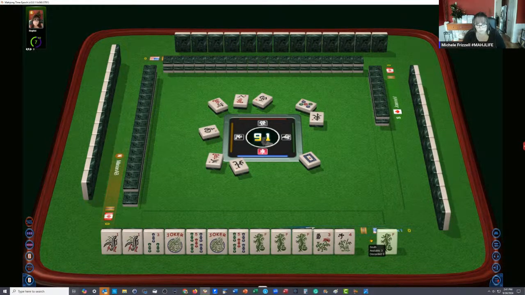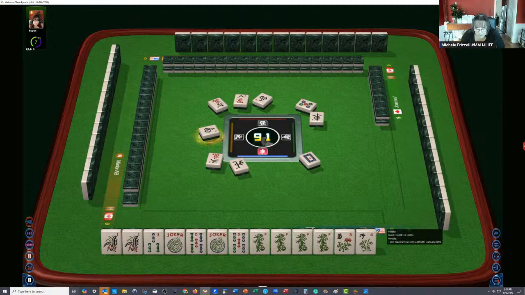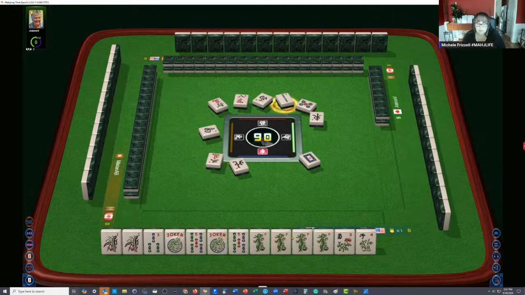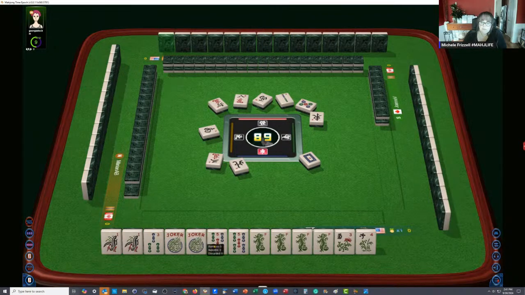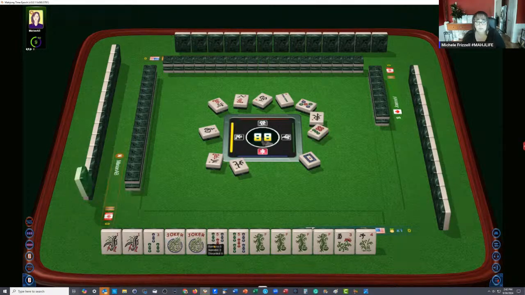Okay, we really don't need that. South wind. We don't need that. It sure looks pretty though. We only need 2 bamboos. So we're looking for a 3 bam or a 5 bam to claim a discard. It would be better to draw it, of course. You want to try to minimize your exposure. Don't expose if you don't have to. White dragon.